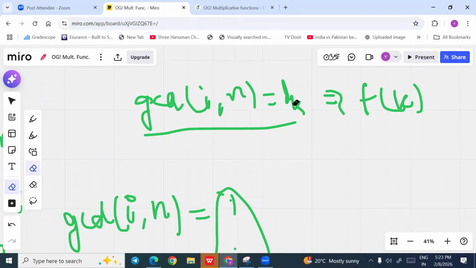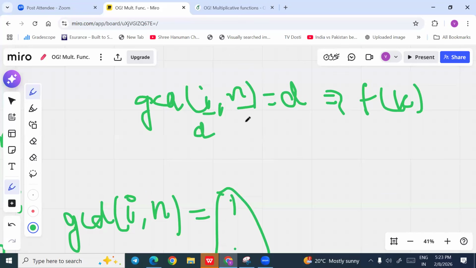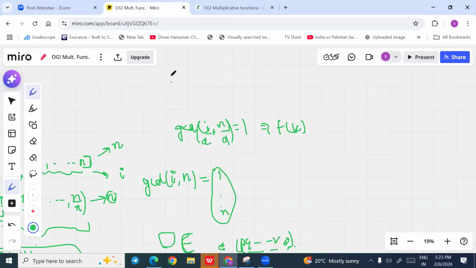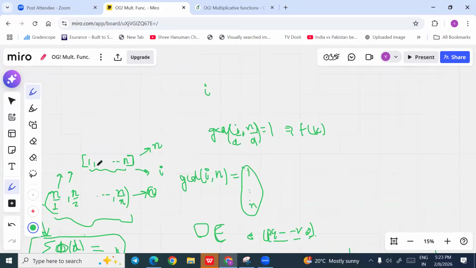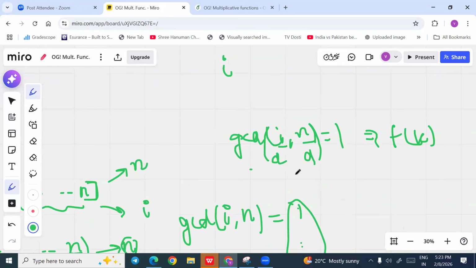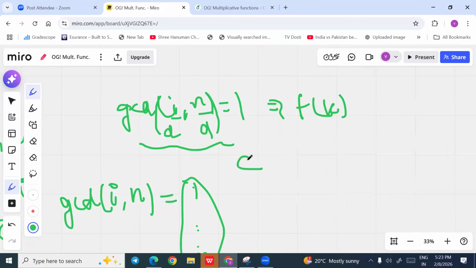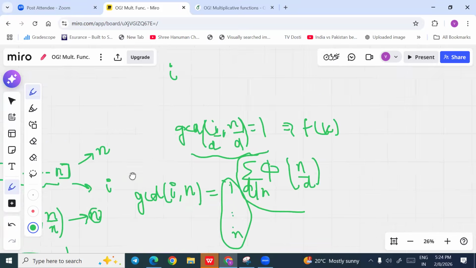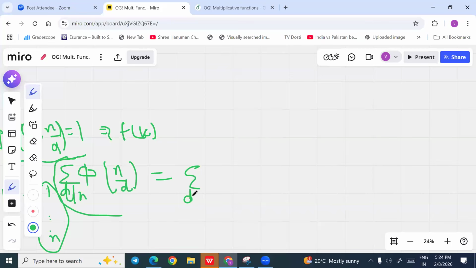And if you notice, if you want GCD of i comma n to be d, it's equivalent to having GCD of i by d comma n by d as 1. So i by d is basically coprime to n by d. And moreover, i is at most n, so i by d is at most n by d. So the number of such numbers is just by definition phi of n by d. And since you sum it up over all d, you get the summation over d dividing n of phi of n by d. Do you see why this is equal to the summation over d dividing n of phi of d?